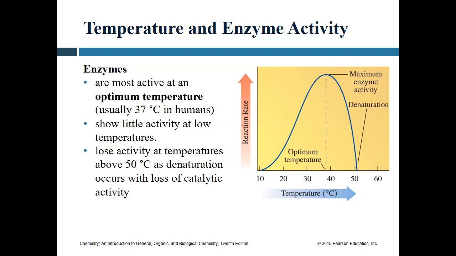So temperature is a really important factor here. And again, since these are biological systems, they are designed for the peak biology of their organisms. And since we're talking about human systems, 98.6 degrees, which is 37 degrees Celsius. That's the optimum.